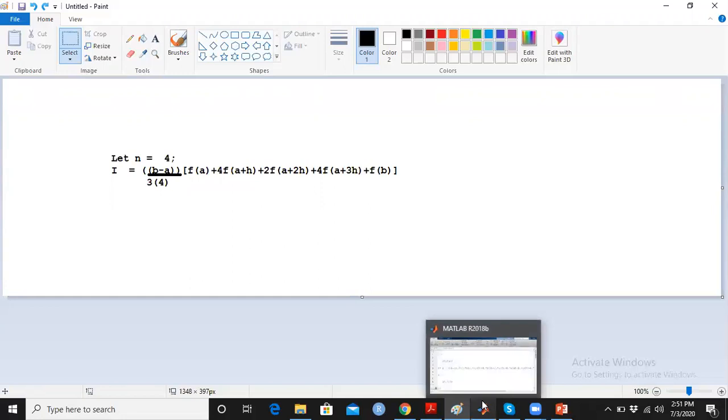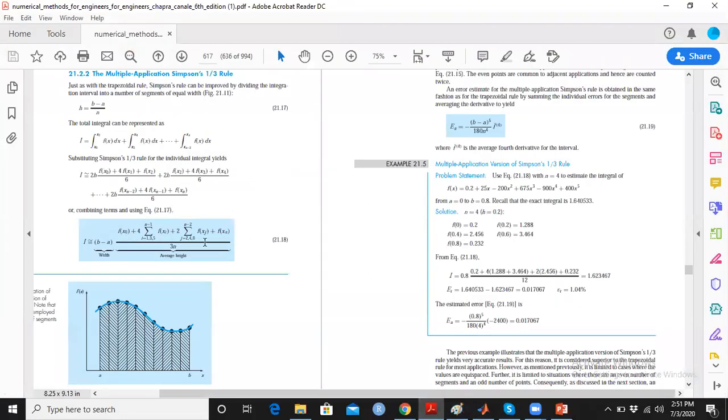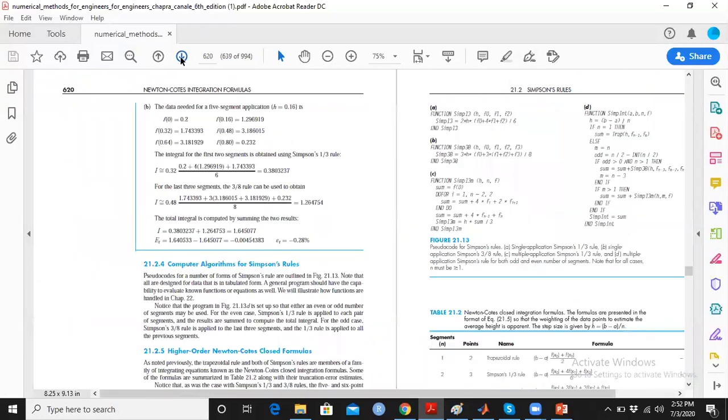Otherwise, you can also follow this way: for odd and even indices, you have the coefficients 4 and 2, and your index starts from 0 and ends at n. Both approaches are acceptable. Just write the formula correctly. Now when we apply Simpson's rule on a problem, what will happen? We will simply enter the functional values into the formula. So let me take you to the exercise.